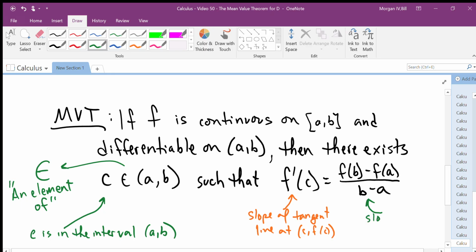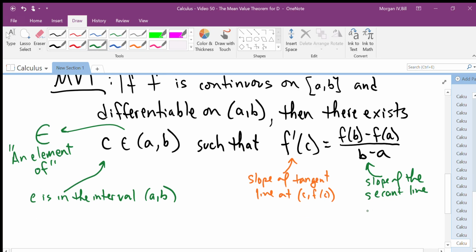f of b minus f of a over b minus a, that is the slope of the secant line between (a, f of a) and (b, f of b). The slope of the tangent line is equal to the slope of the secant line. You have a particular point where the slope at that point is the same as the average slope. Hence, the mean slope, the average slope, hence mean value theorem.